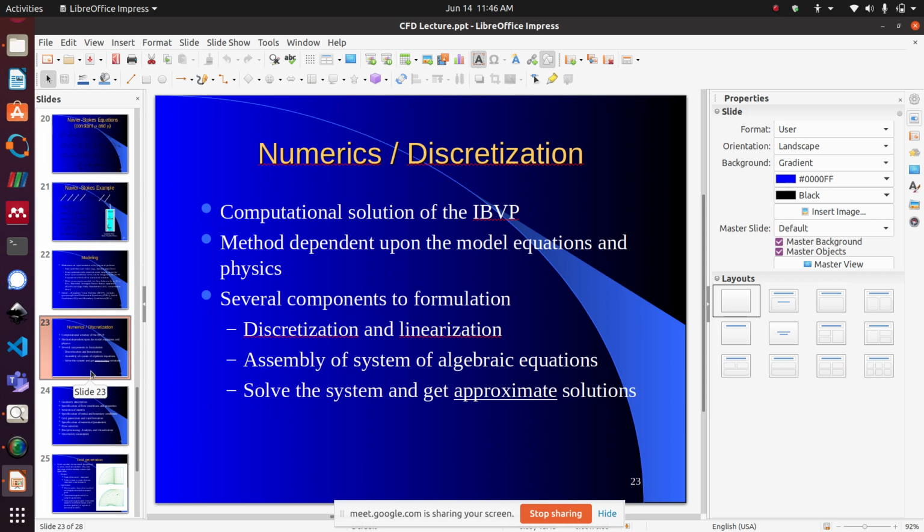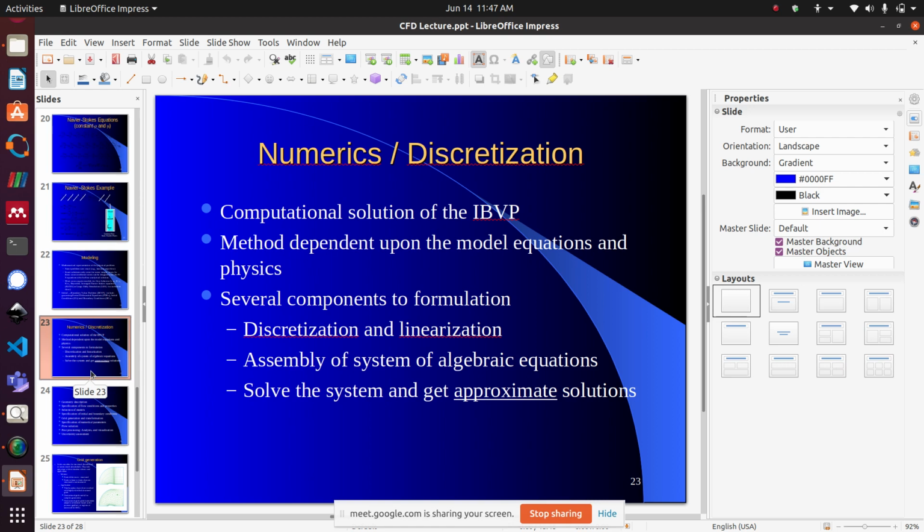In short, after modeling, you have a difficult partial differential equation along with initial conditions and boundary conditions. And in the discretization part, we will convert these differential equations into a system of linear algebraic equations, meaning in the form AX is equal to B. In algebra, you must be familiar with this form.